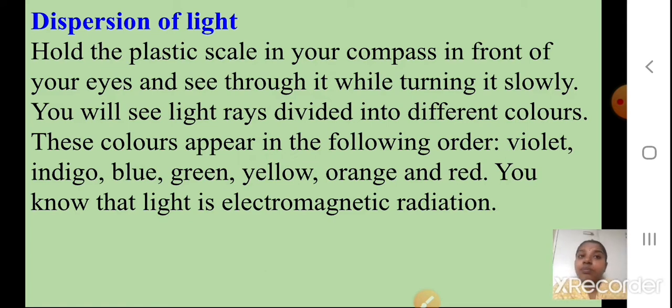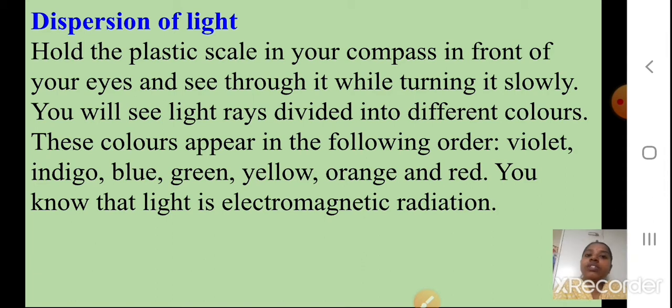Now what is this dispersion of light, students? You already know light gets dispersed into 7 colors. Disperse means spread out. Hold the plastic scale from your compass box in front of your eyes and see through it while turning it slowly. You have done this many times in the classroom also. You will see light rays divided into different colors. Yes, these colors appear in the following order.